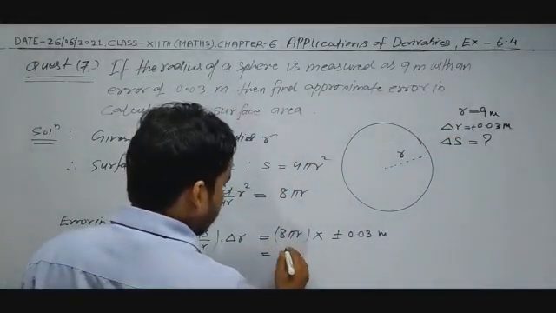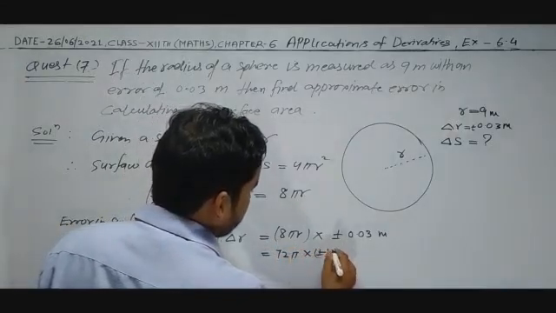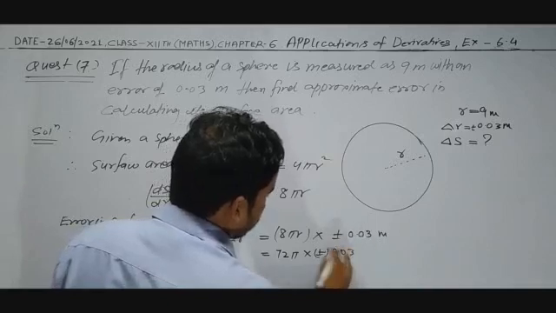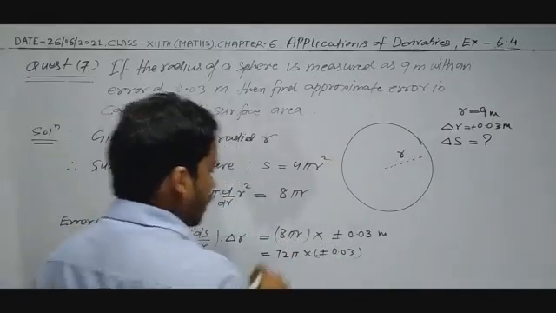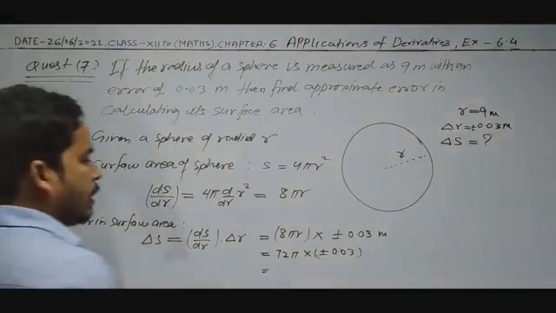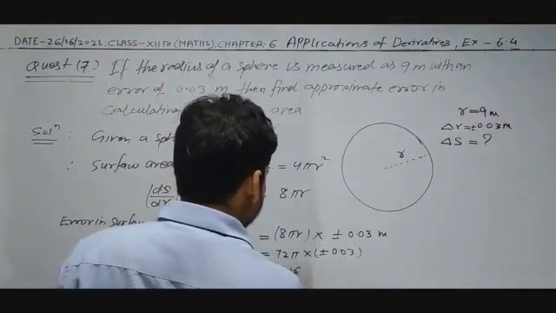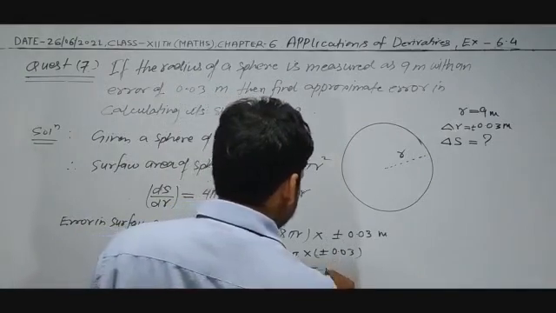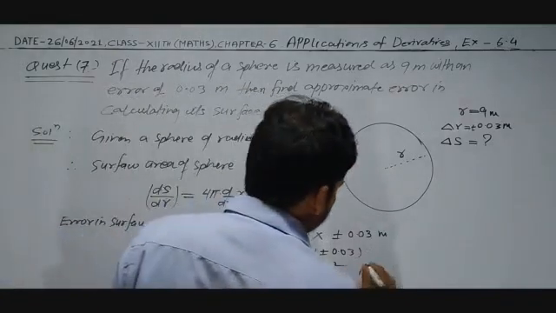So 9 8s are 72 pi multiplied by plus minus 0.03, and multiply this, you will get the result. 3 2s are 6, 3 7s are 21, with decimal 2 places, means 2.16 pi meter square, and 2.16 pi meter square is the error in surface area. So this is the complete answer.